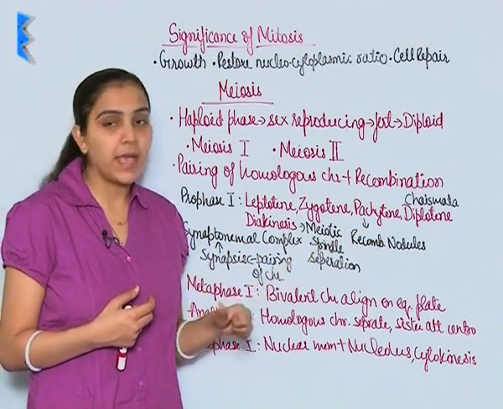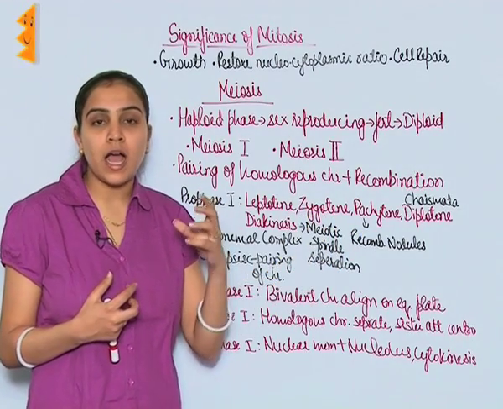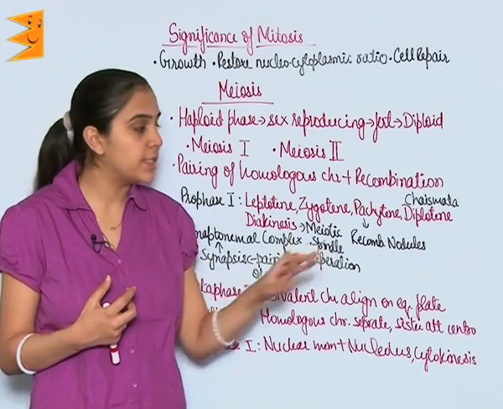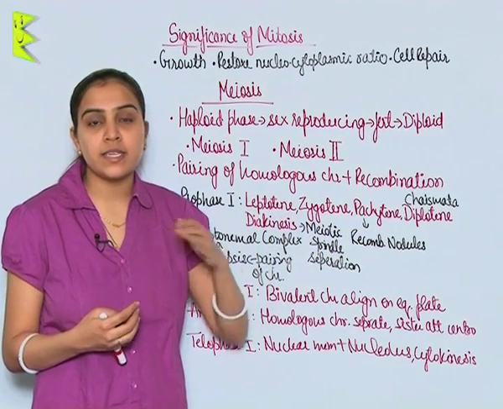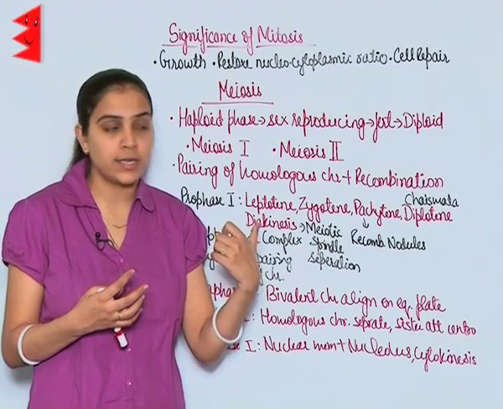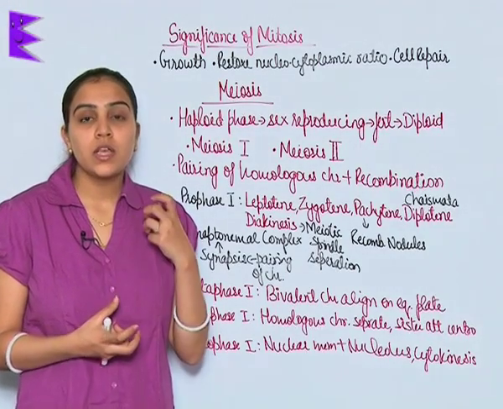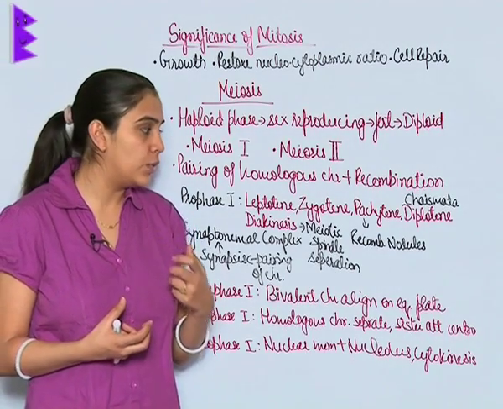Then is pachytene. Leptotene and zygotene are short-lived stages, and pachytene and later stages are longer in comparison to these two earlier stages. Pachytene is marked by the presence of recombination nodules.